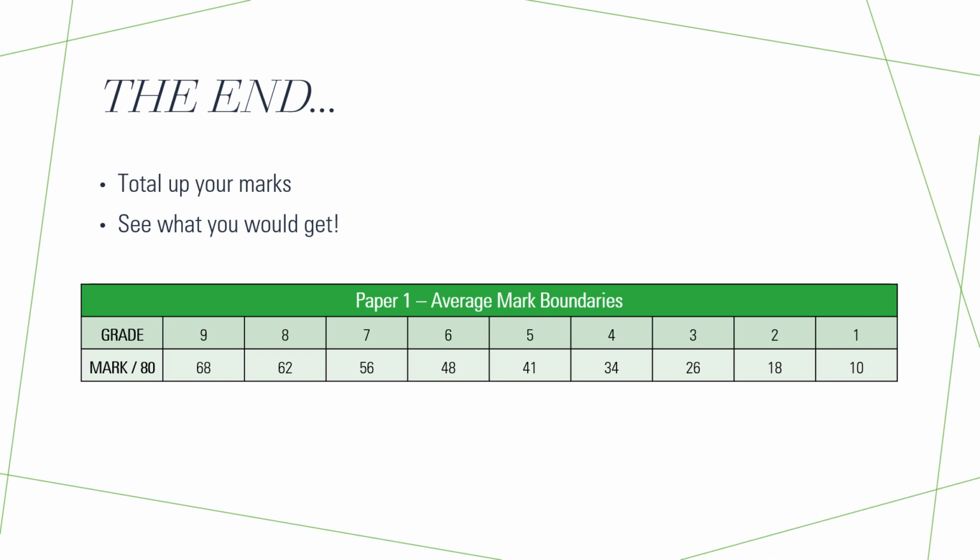Okay, so now that you've finished that exam paper, the best thing for you to do would be to total up all of your marks and see what grade you would get. These grade boundaries have been put together from the averages over the last 3 papers, so they're pretty accurate to what you would actually get on that paper. So total up your marks, see what you got out of 80, and then see what grade you would have received. Hopefully it's gone well for you, and hopefully you found this video useful.